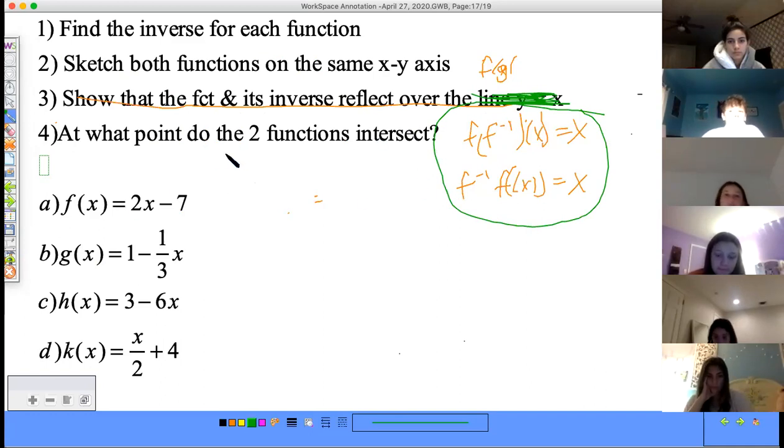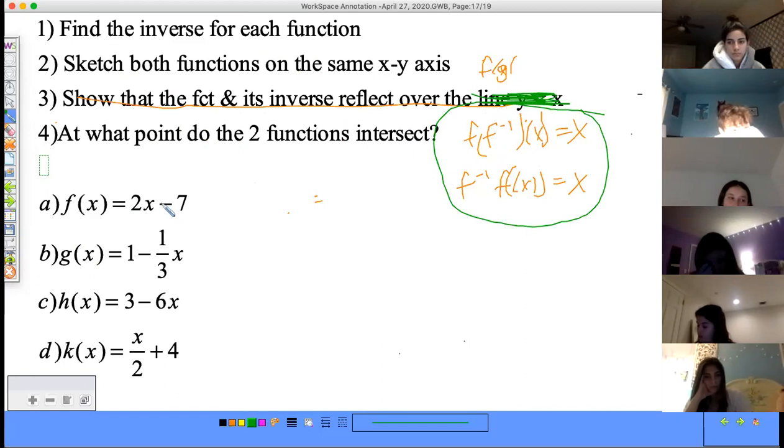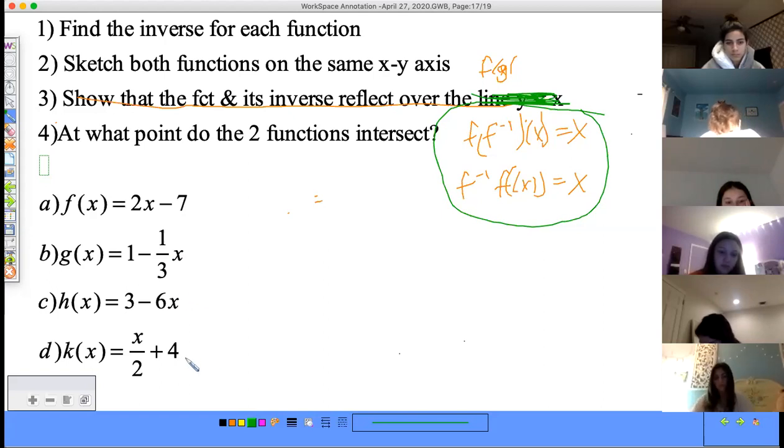Okay, so if your last name is from A to F, you're doing A. If you're from G to K, you're going to do B. If you're from M to R, you're going to do C. And if you're S to W, you're going to do D. Does everybody know what letter they are doing based on their last name? Good. Go and do that.